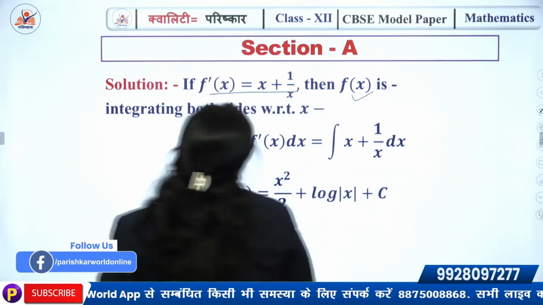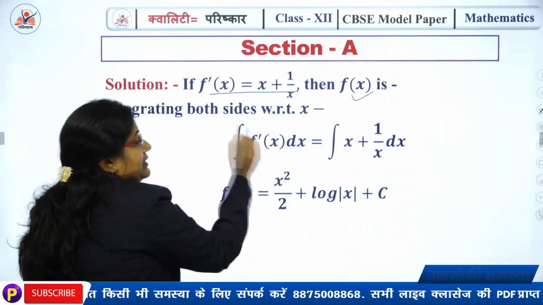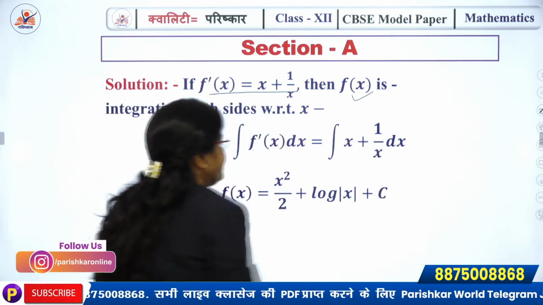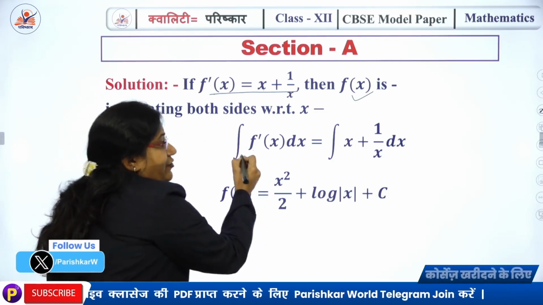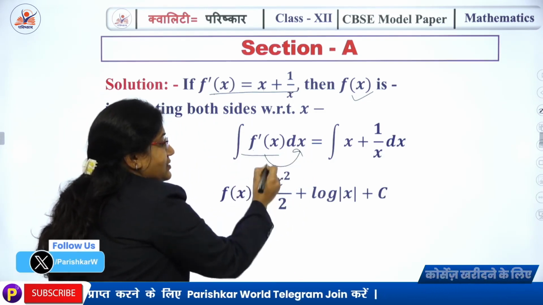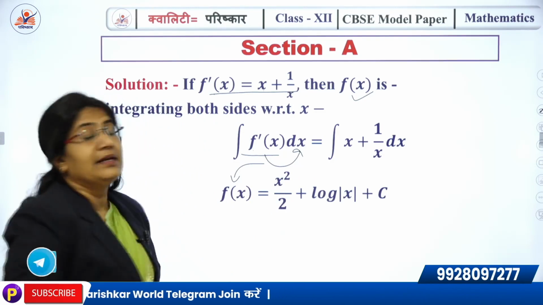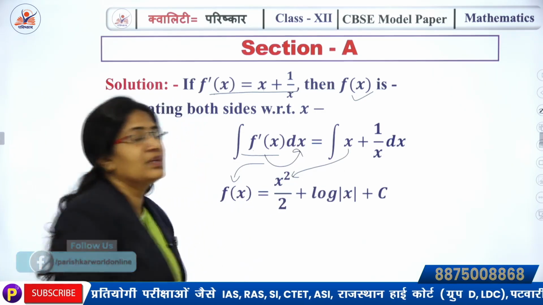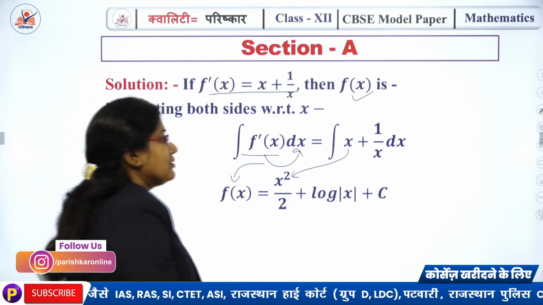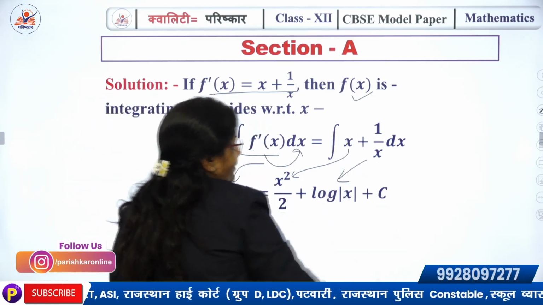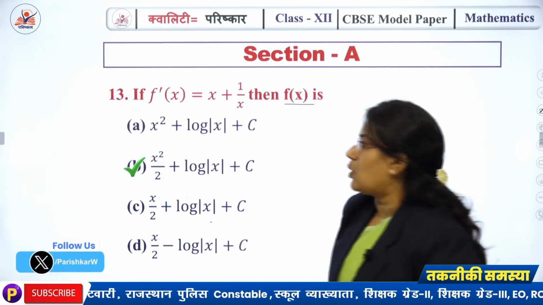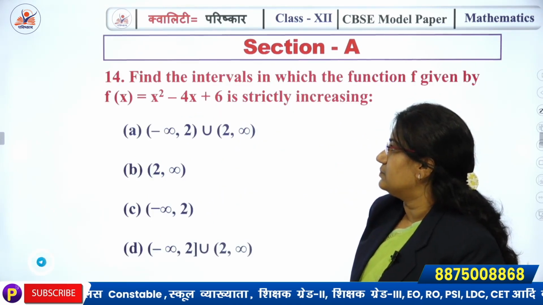Integrating both sides with respect to x, integration f dash x dx is equal to integration x plus 1 upon x dx. Integration of f dash x with respect to x is given by fx. Integration of x is given by x square by 2. Integration of 1 upon x is given by log mod x. That means x square by 2 plus log mod x. Option number B is correct.